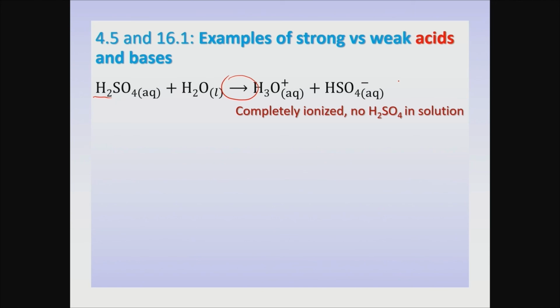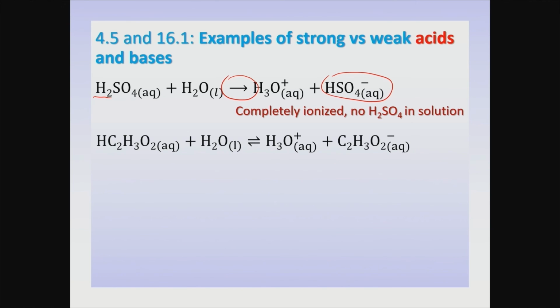Now in this equation, I've only written the reaction for one proton falling off the acid to form one hydronium and one hydrogen sulfate. But you could probably imagine that once this hydrogen sulfate is formed, at least some of it will lose protons and react with water to form hydronium and sulfate ions.